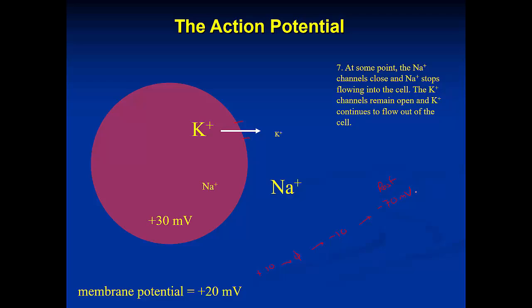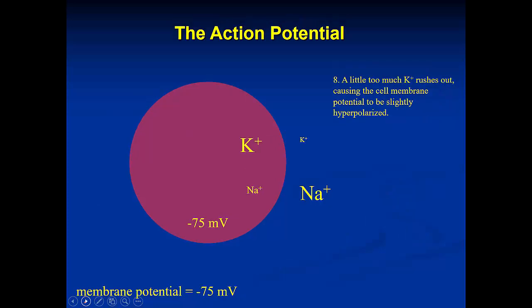Now, one thing, these stay open a little bit too long, so we actually are going to end up getting a little overshoot. So instead of stopping at minus 70, we're actually going to go to minus 75 millivolts. Then the excess ions are going to flow away. We'll go back to rest. Okay. So as I said, a little too much potassium rushes out. The cell membrane becomes slightly hyperpolarized because a little too much potassium has left.